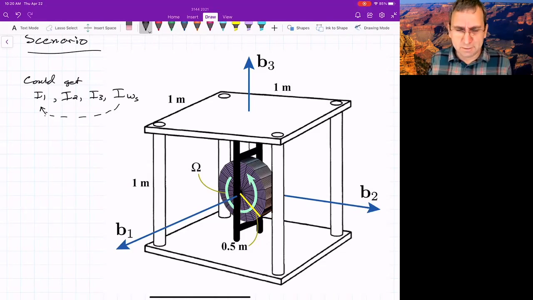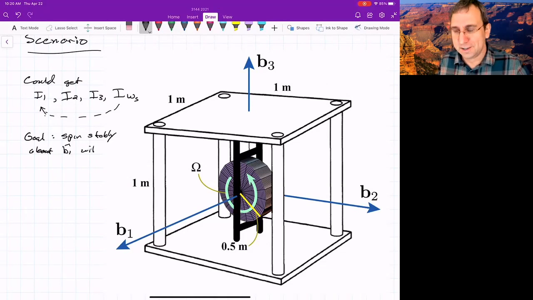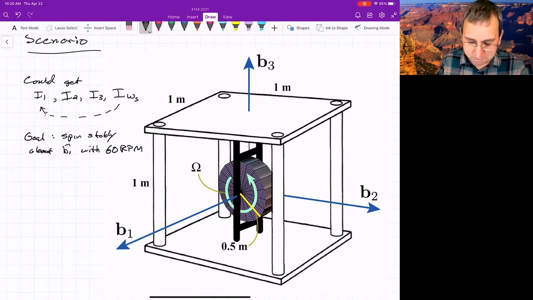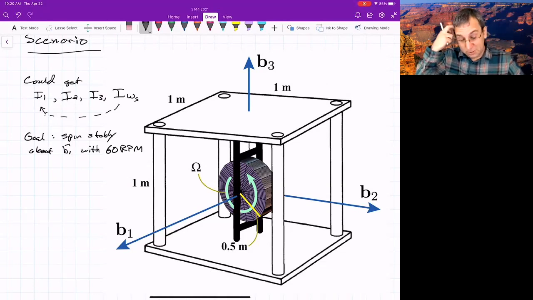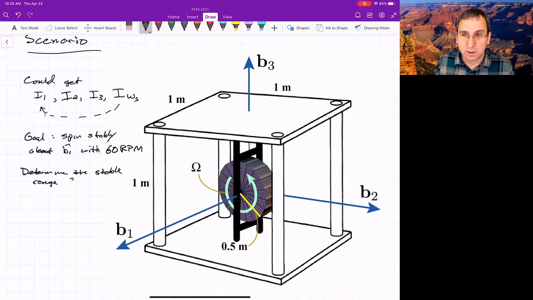And if the company, say Elon Musk, says, I want this satellite to spin stably about the B1 axis with a rate of 60 RPM. And then you're asked, to make that happen, determine the complete range of the flywheel spin rates. I think you know enough to do that.